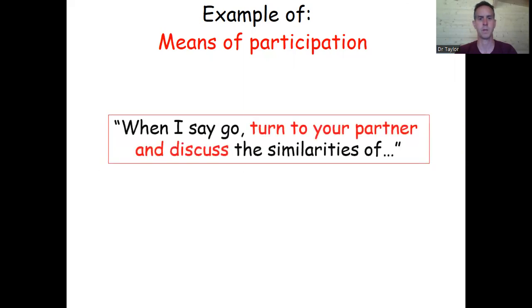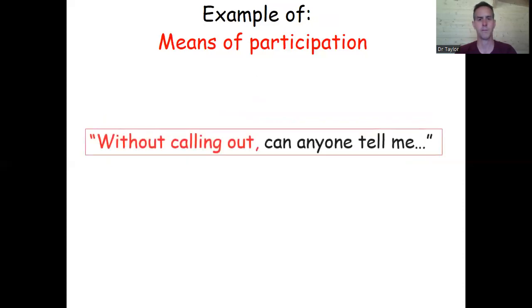Another example might be, when I say go, turn to your partner and discuss, etc. So again, you've got your means of participation in red. And a final example would be, without calling out, can anyone tell me? So there you have means of participation, making it clear to students how you want a task to be completed.